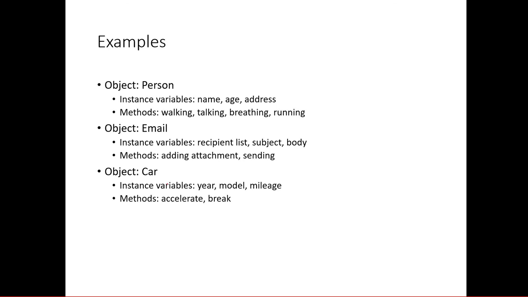If you take a car, it has year, model, and mileage; these are data members. Then you can perform some actions like accelerate, brake, and so on. These are methods. So you see, anything that we see outside, if you keep track of it, we can use object orientation.